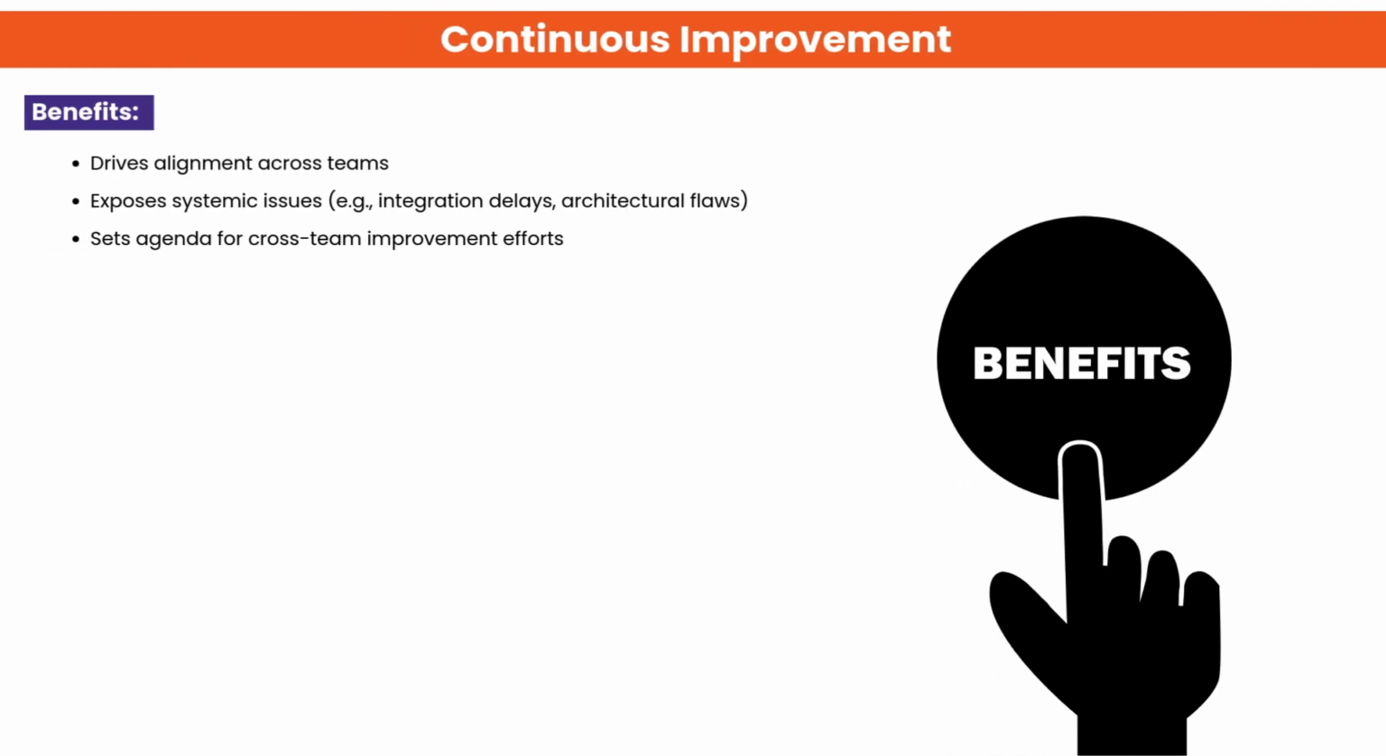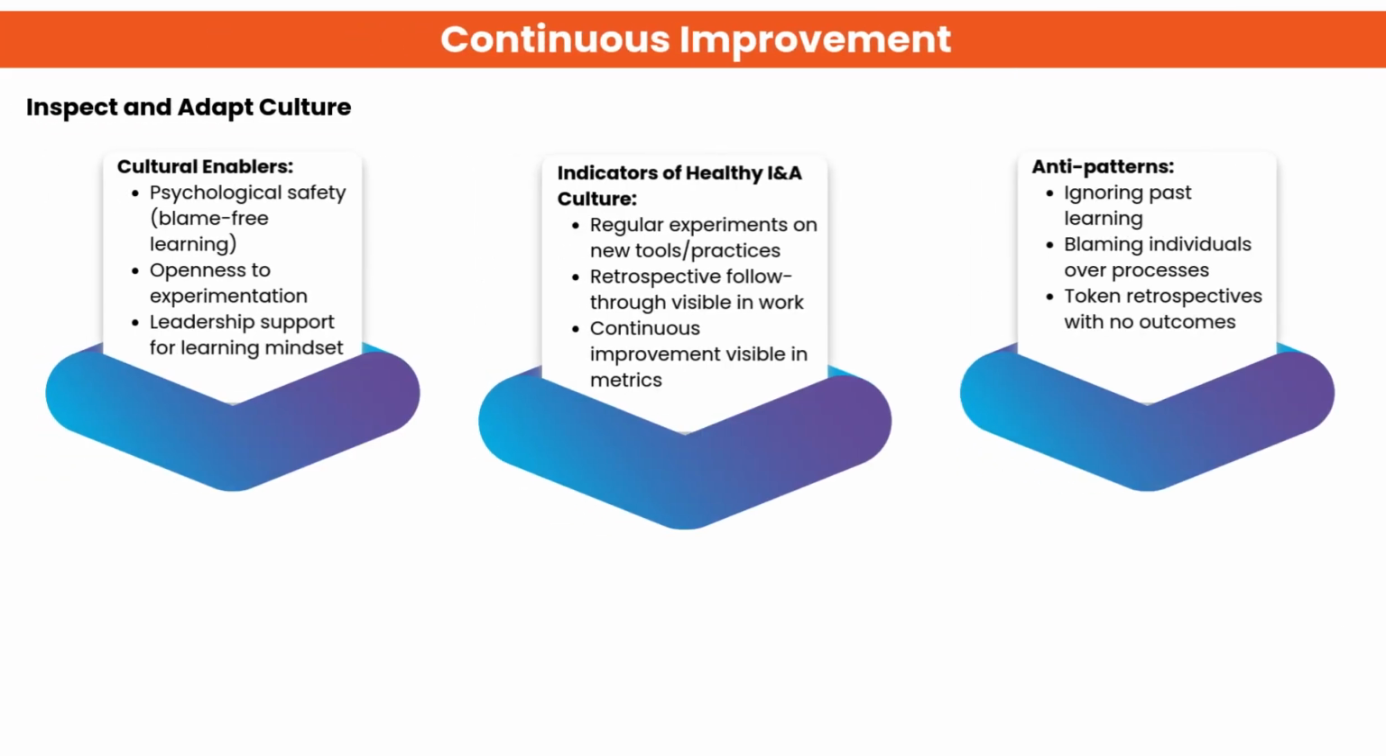This slide highlights the benefits of continuous improvement at scale. It helps align multiple teams, reveals systemic or structural issues that may hinder progress, and provides a clear direction for cross-team improvement initiatives. Continuous improvement depends on having the right culture.